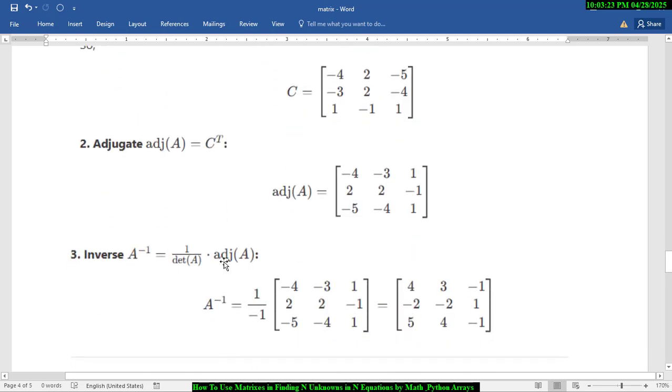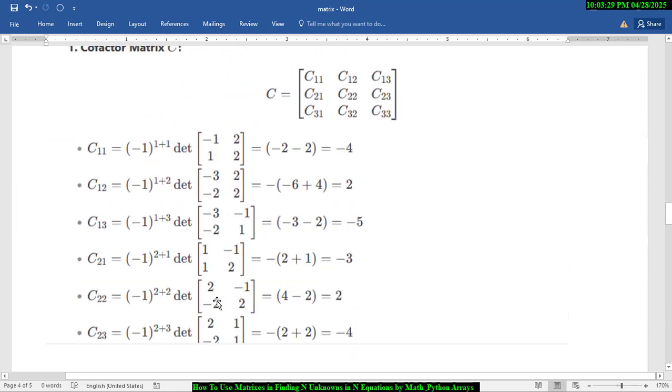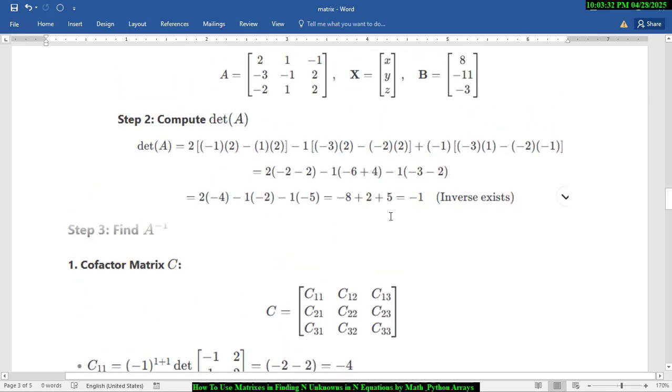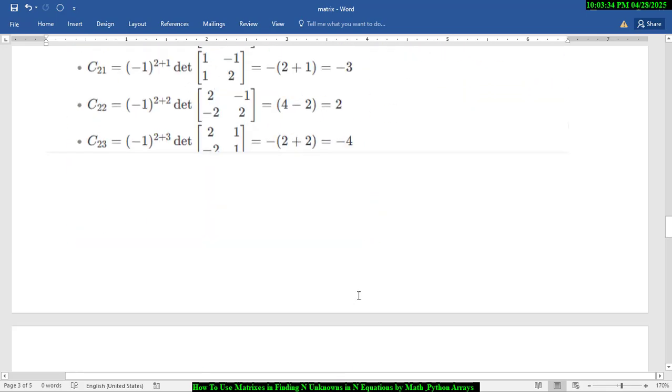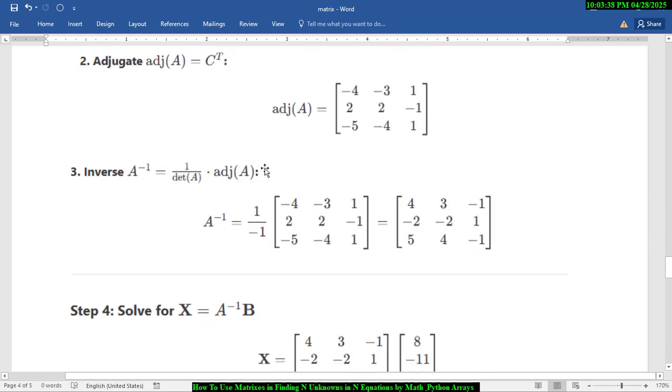Then we find A minus 1, divide by this determinant. We calculated here minus 1, so we will divide A transpose, or the adjacent A, by minus 1, and this is what comes out. You reverse all the signs because this is minus 1. So 4 minus 4 becomes 4, and minus 3 becomes, and so on.